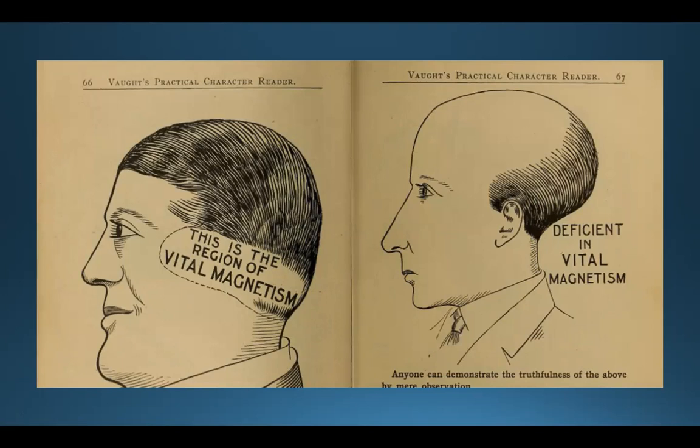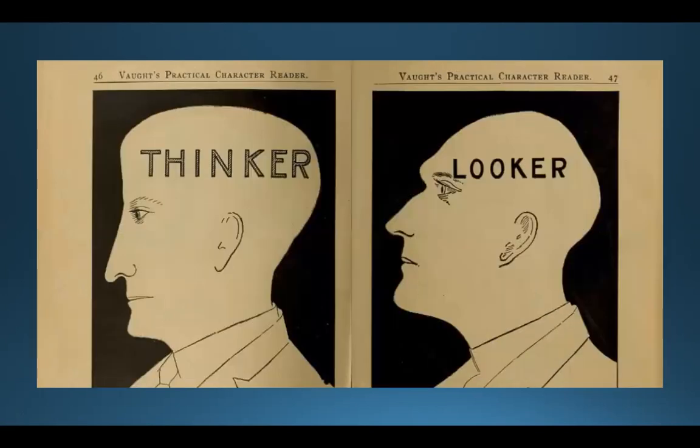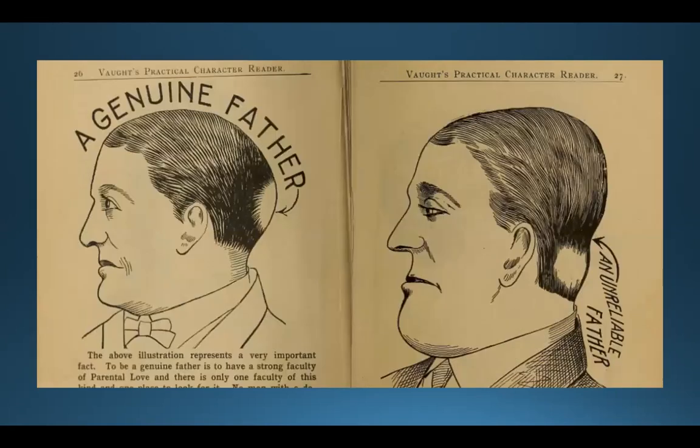And the phrenologists convinced people at the time that this was real science. This guy with a big head is a thinker. This guy with this shape here is a looker. And if a woman is looking for a man to raise a family, she wants a good father. So she takes him to the phrenologist, looks at this area. This is the center for good parenthood or fatherhood. It's bulging out. He's going to be a genuine father. It will be good for the kids.